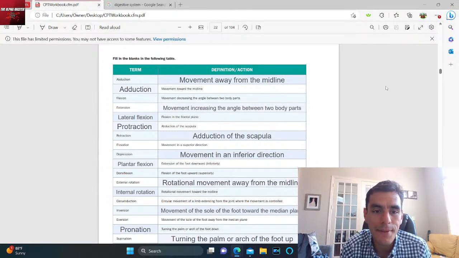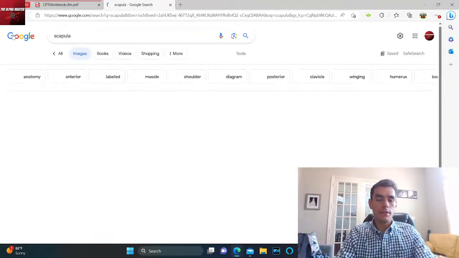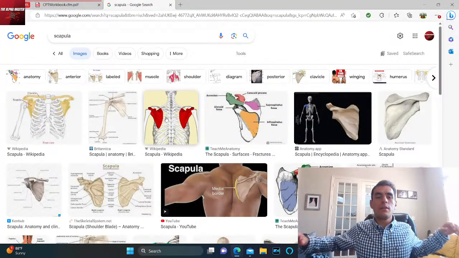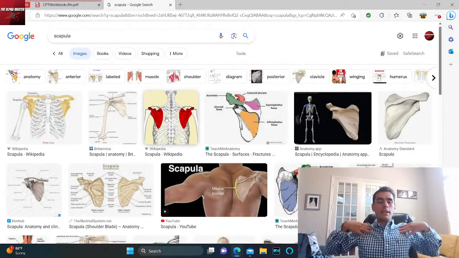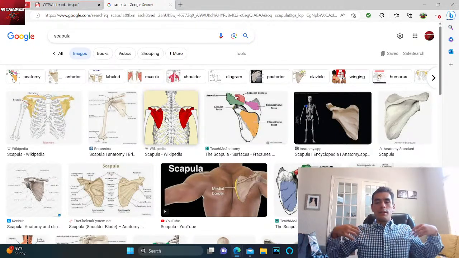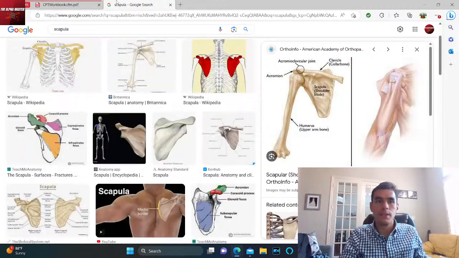Protraction is abduction of the scapula. The scapula, remember, is the bone with the clavicle, beside the humerus in the upper body.